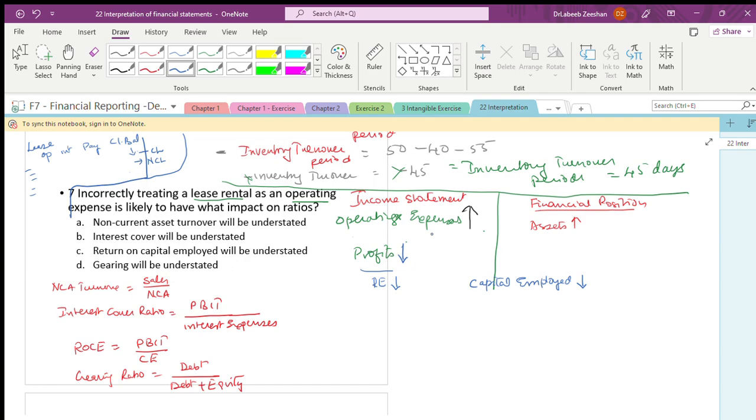What are the components of capital employed? What is the formula for capital employed? Profit before interest and tax divided by equity plus debt. Okay, equity plus debt. Now what happens? Definitely, your capital employed will also decrease. Fine.